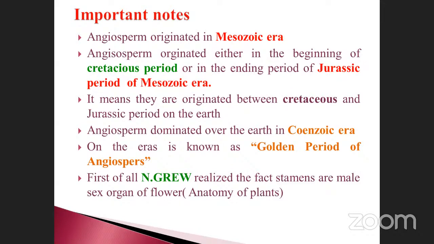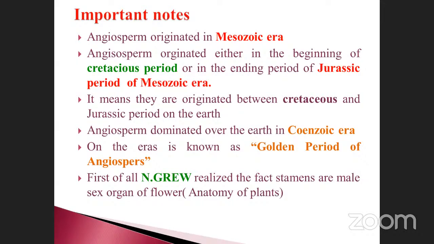Each one very well. Angiosperms originated in which era? An era is nothing but a period. Okay. It is denoted as 100 years before, 200 years before, like that. That comes under the heading known as era. Angiosperms originated in the Mesozoic era.